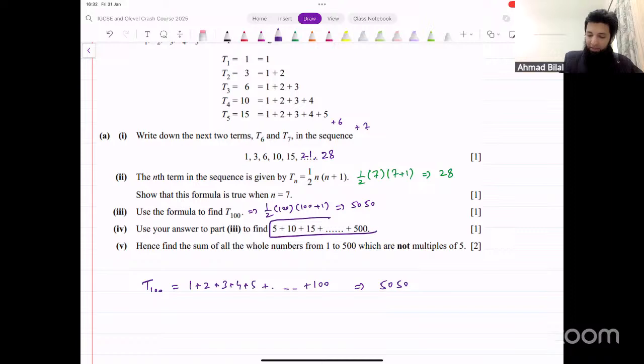Using that, is there a way to figure out what this sum would be? Any idea about this? Is there any connection between this sum and the sum that you've got above? What's the connection?